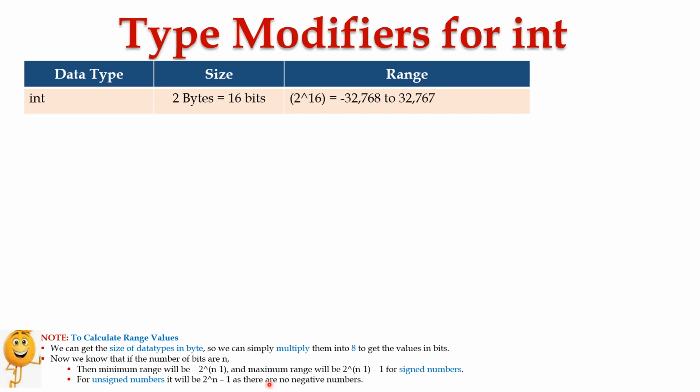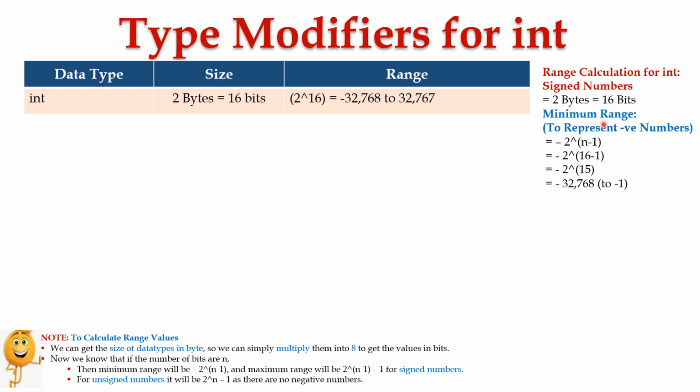Let's check this calculation for the integer data type. The range calculation for integer data type. It is a signed number, so it requires 2 bytes of memory space. That is 16 bits required to store a value. The minimum range to represent the negative numbers is calculated using the formula minus 2 to the power of n minus 1. The n value is 16, so we can substitute here. Therefore, minus 2 to the power of 16 minus 1, that is minus 2 to the power of 15. The value is minus 32,768. Therefore, the minimum range represents from minus 32,768 to minus 1.